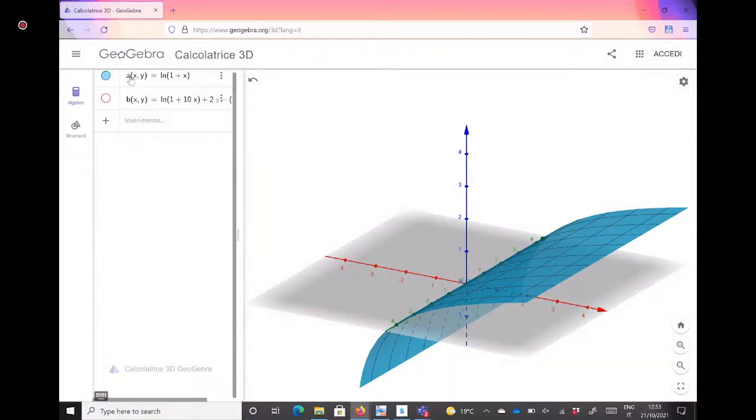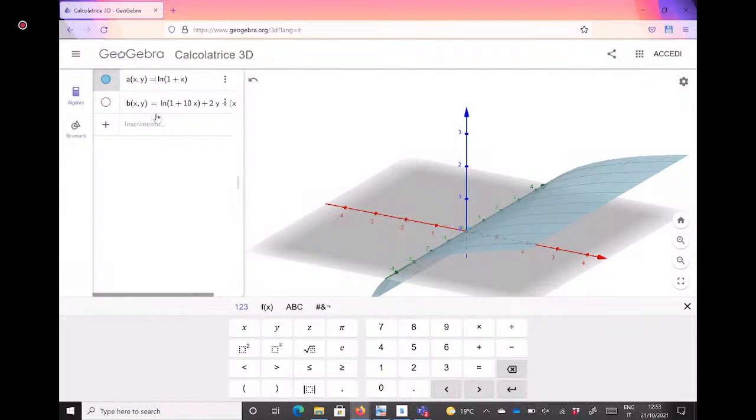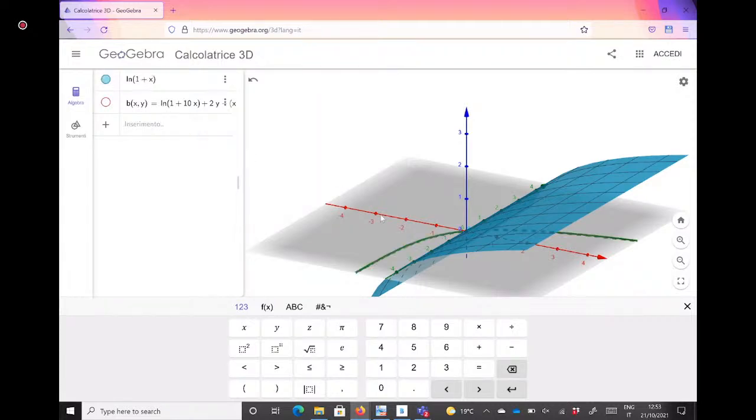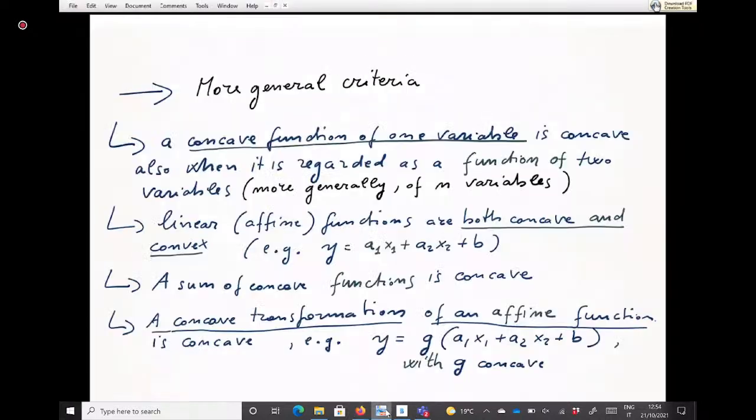So, for instance, if I don't tell the software that this is a function of two variables, I'm not a specialist of GeoGebra, but anyway, that shouldn't be difficult. If I don't tell it that the function has two variables, but I just write the log of 1 plus x, I get just a curve in a plane. Clear? Otherwise, I get the surface. But along any section, there is the same curve.